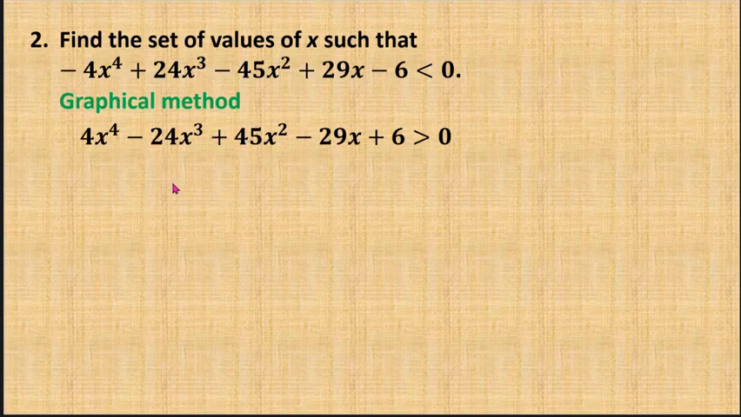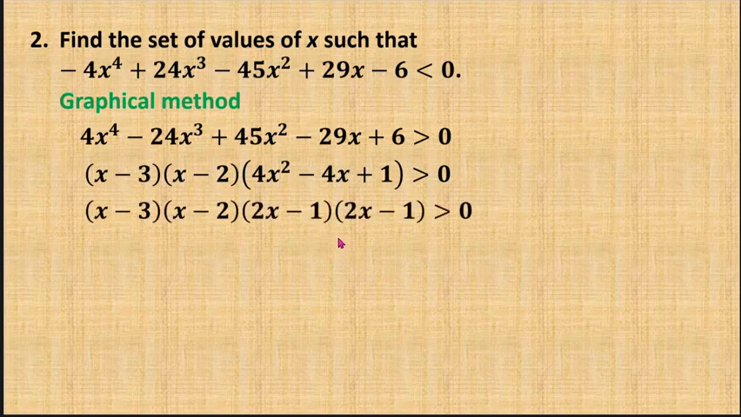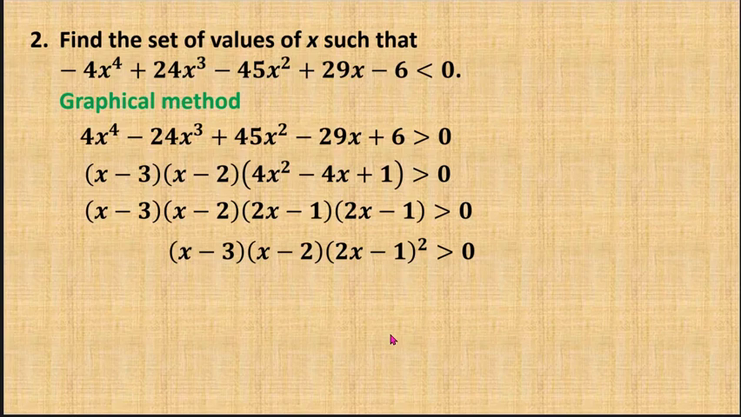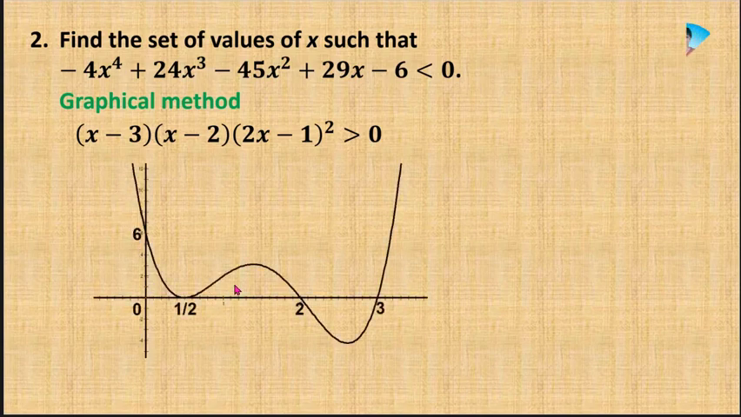Next, I'm going to factorize the polynomial by using the technique of factorization which we have learned before. After the factorization, I got 2 linear factors and 1 quadratic factor. This quadratic factor can be further factorized into a repeated linear factor. Now I'm going to use the graphical method to solve the inequality. So I need to sketch the graph. By using the technique of sketching that we have learned before, after sketching, now the graph looks like this.